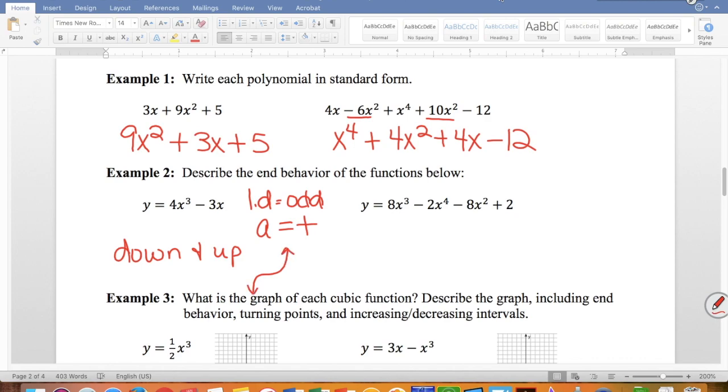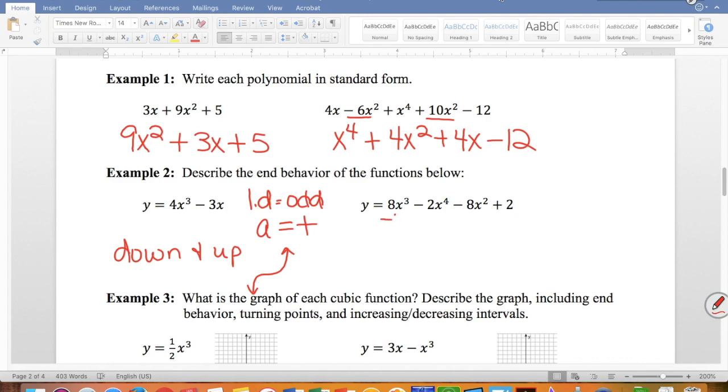All right, this next one, leading degree again odd, and a is positive. So this one's also going to go down and up. But wait, what did I miss on this one? I automatically assumed that my leading degree was the first one listed, but look right here. I have a larger exponent. This one is not in standard form. Very common mistake that I know students will make.